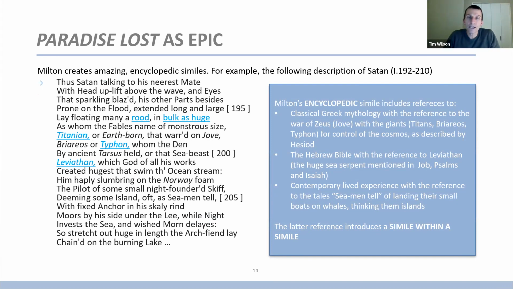For a lot of the epic similes, you'll see that the simile will pull from classical tradition. It'll trump that with biblical tradition. It'll say how maybe an example where we can see that in our own contemporary experience. And in some examples, the epic simile is so expansive we can have a simile within a simile. So I'll just point that out in these lines.